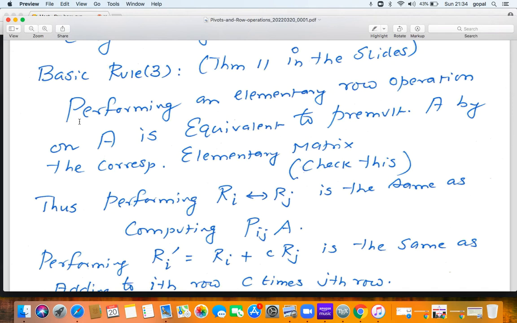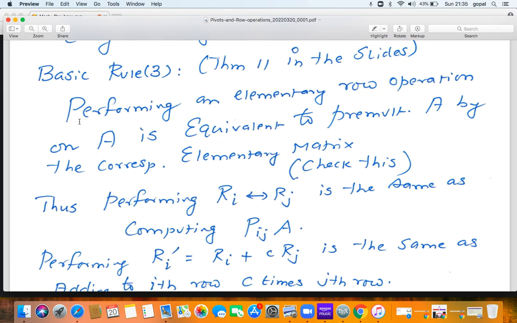So, what does rule number 3 say? Performing an elementary row operation on A is equivalent to pre-multiplying the matrix A by the corresponding elementary matrix. Okay, one has to verify this. What are we supposed to verify? Let us try it. How many different elementary operations are there? There are 3 types of elementary operations, and so we have to make 3 verifications.